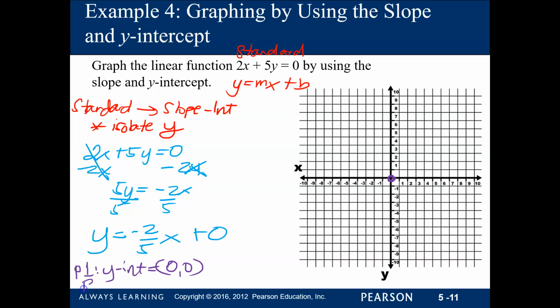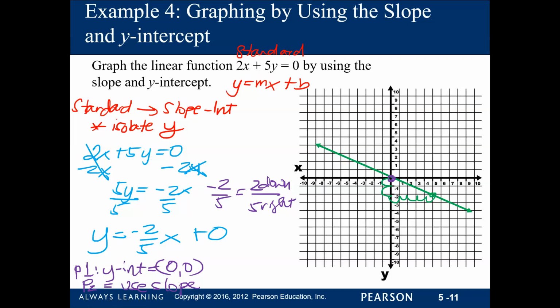Now point number 2, we're going to be using the slope. According to the slope, it is negative 2 over 5, meaning we got to go 2 down and then 5 to the right from the point. So to do that, let's change colors here. We go 2 down, so that will be 1, 2, and then 5 to the right, 1, 2, 3, 4, 5. We will have a second point over here. Okay, and so you can see that that is how we can graph our line.